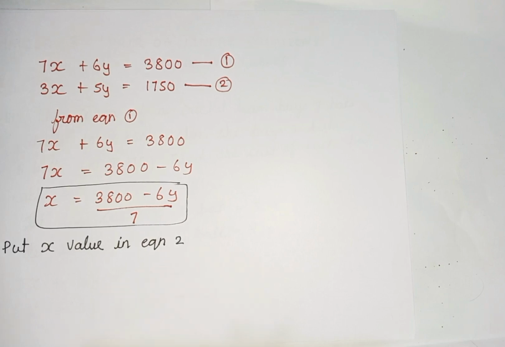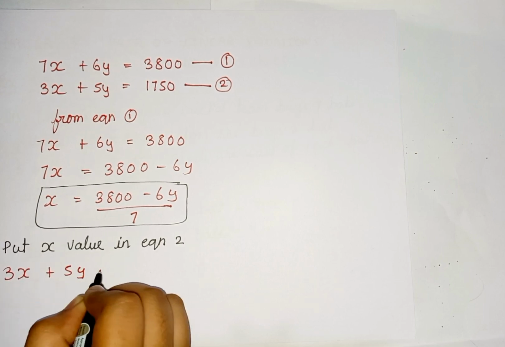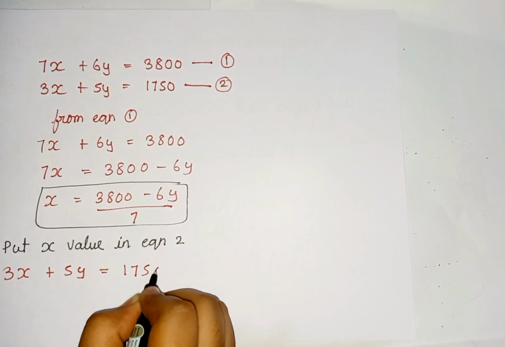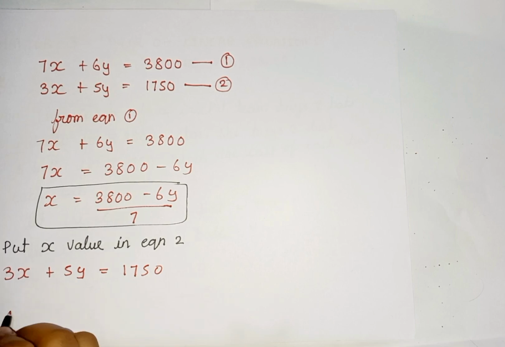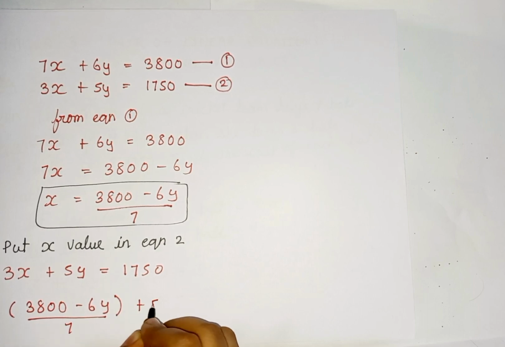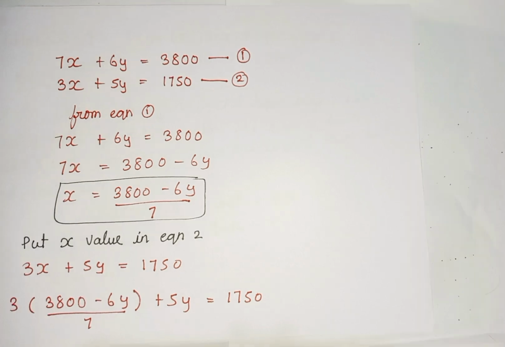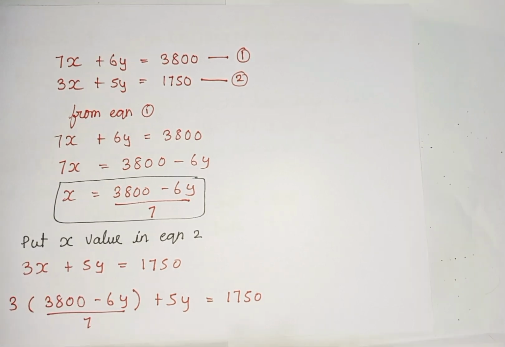Okay, so now what is equation number 2? That is 3x plus 5y is equal to 1750. So instead of x we are supposed to write (3800 minus 6y) divided by 7, close the bracket, plus 5y is equal to 1750. Okay, so now let us solve this. Here I just wrote 3. I know it was not visible, now it is visible, right?